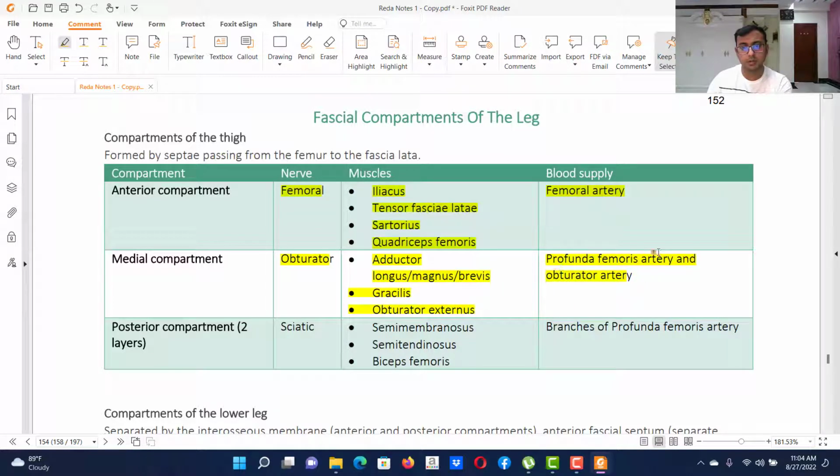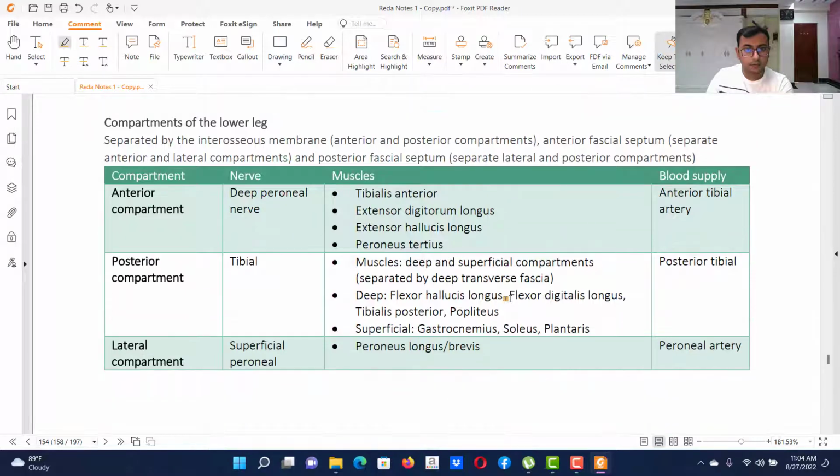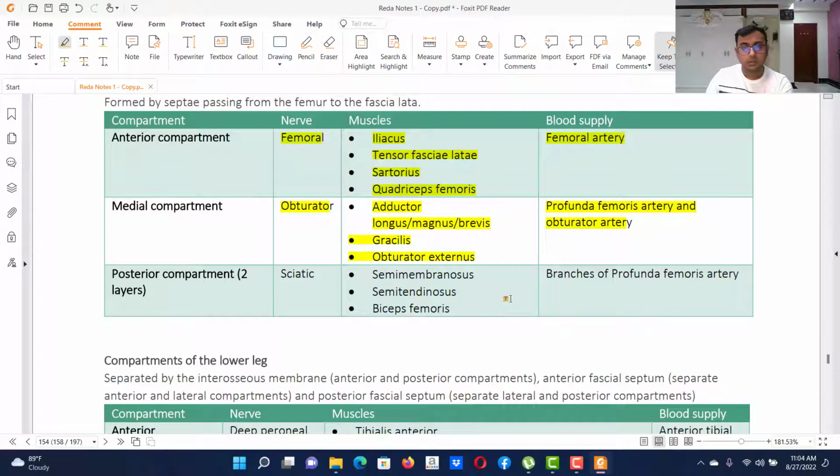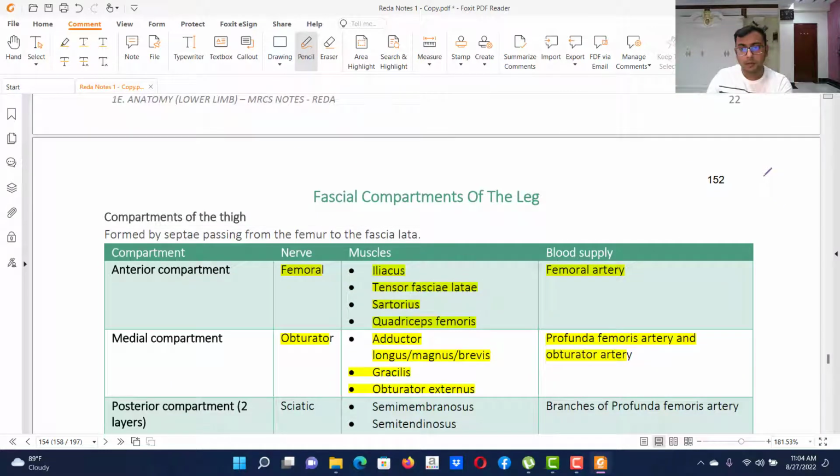So profunda femoris artery is one of the longest branches of the femoral artery. If I have any pictures, wait for that. So let me draw. Here, this is the femur. So profunda femoris comes like this. It arises from the femoral artery, but it goes posterior to the femur, then comes anterior to the femur, then gives off branches like this.